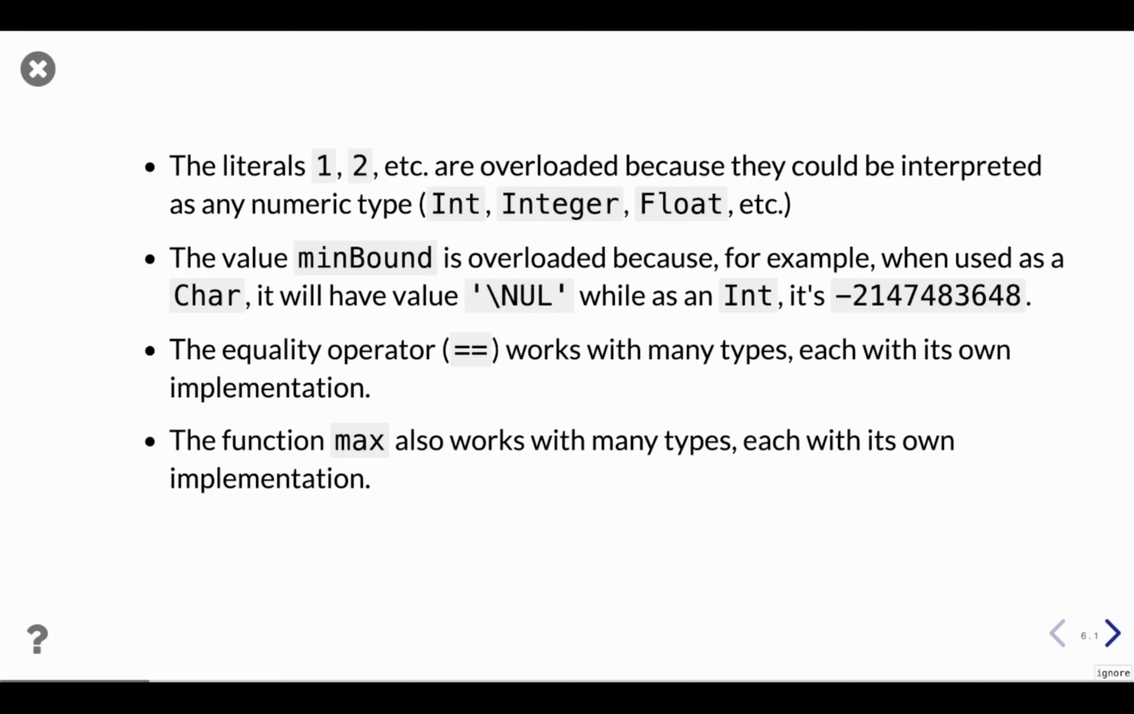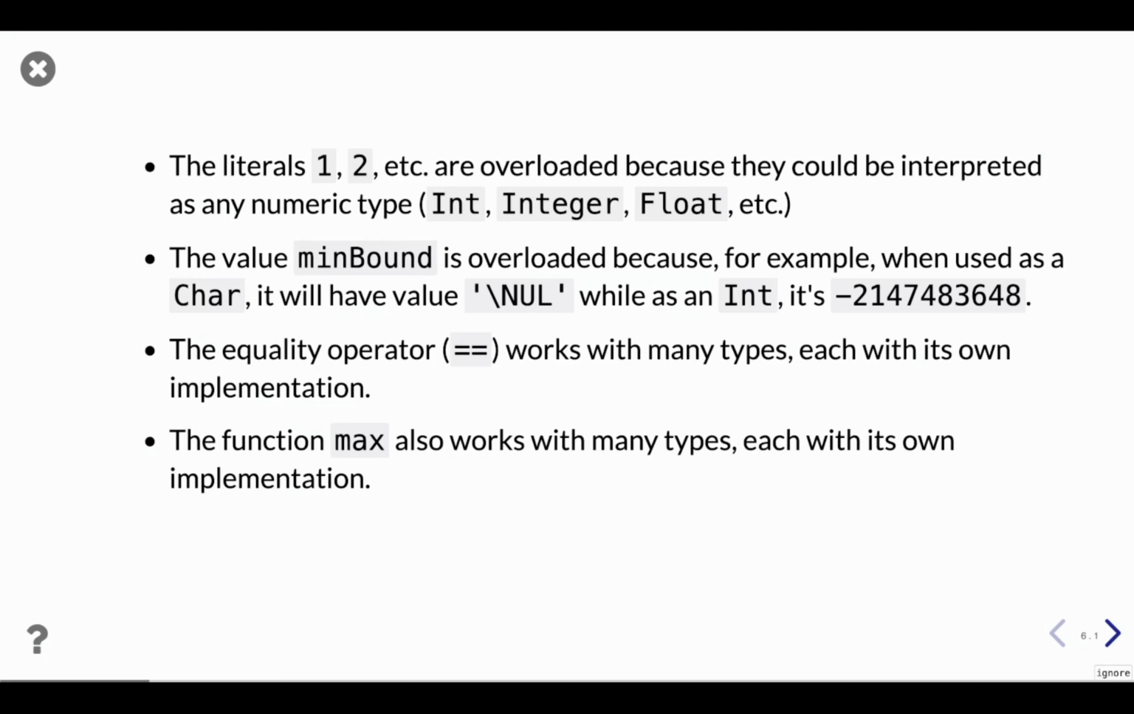The equality operator works with many types, each with its own implementation. And also the function max, for example, also works with many types, each with its own implementation. The first two examples are overloaded values, and the last two are overloaded functions. So, we've been using overloaded functions and values all along. The question is, how do we get those in the first place?